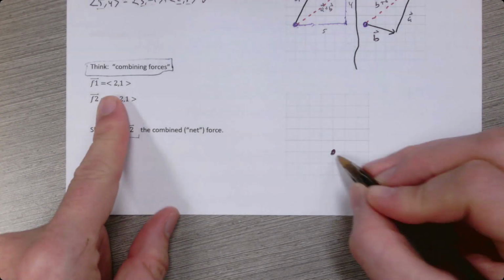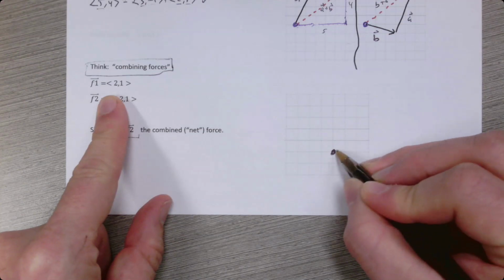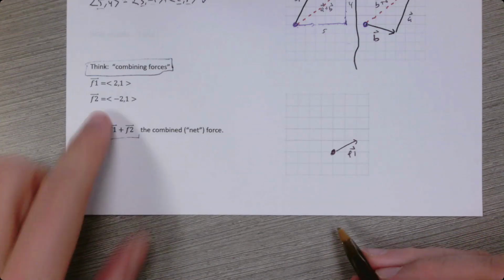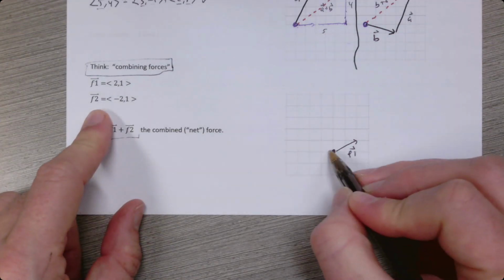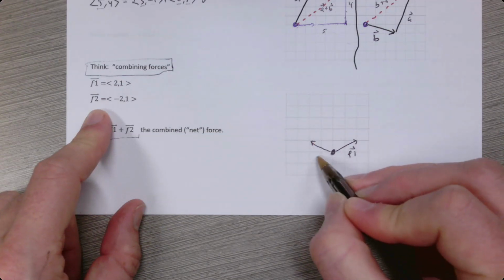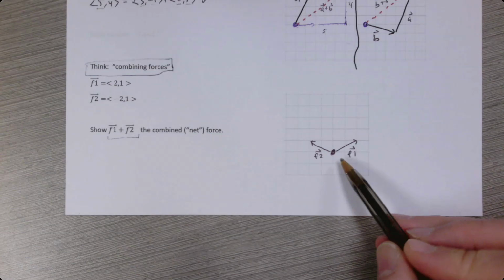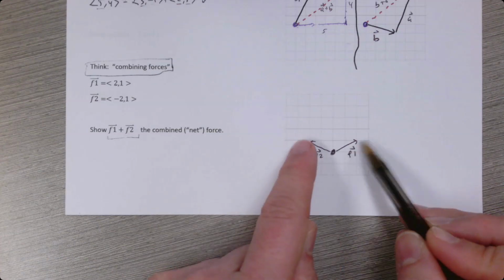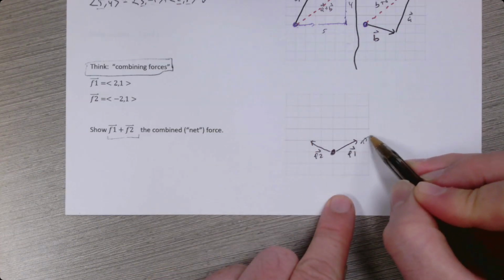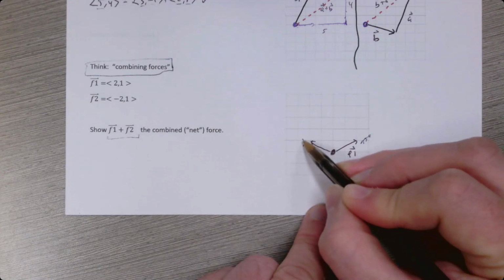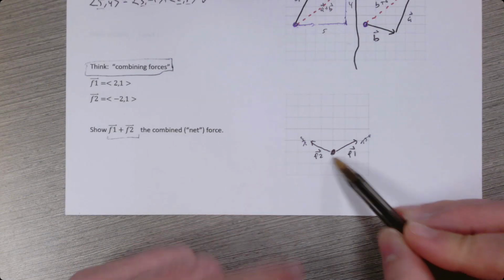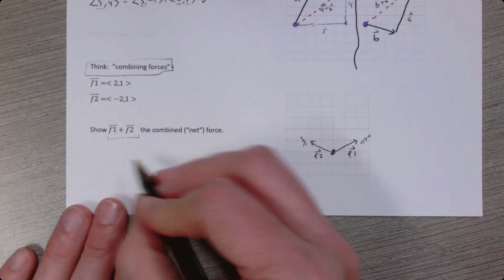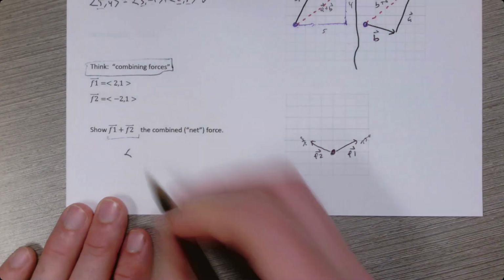So force 1 is pulling over 2 up 1. So force 1 is pulling in this direction. Force 2 is pulling in this direction. So imagine this is like a person, and there are two ropes, and there are other people pulling this way, and another person pulling that way. What is this person going to experience? What forces? Let's add them up, and we'll draw the arrow, and hopefully it'll make sense.